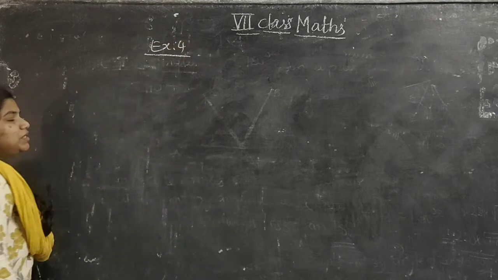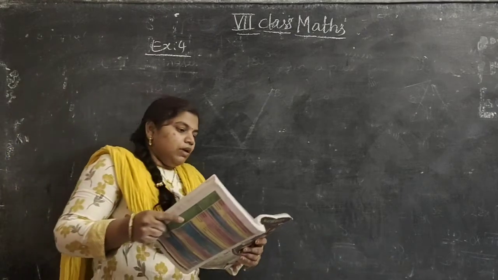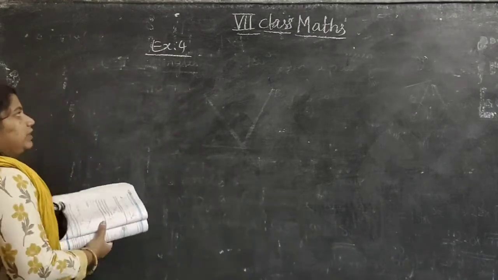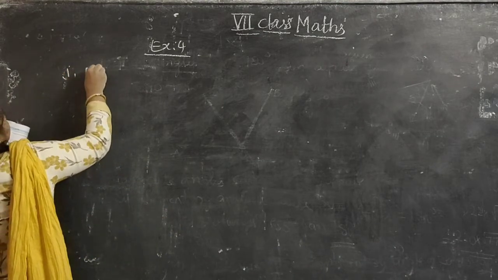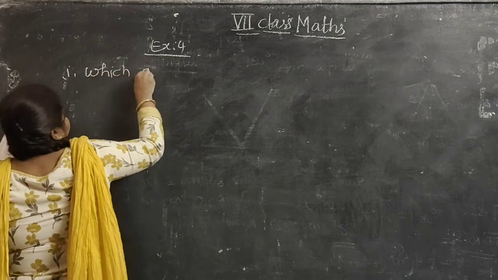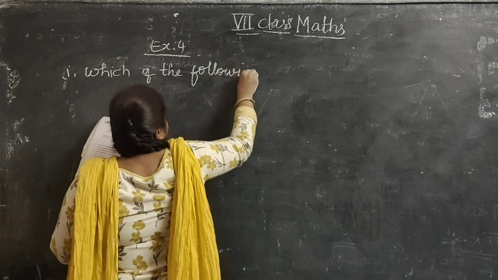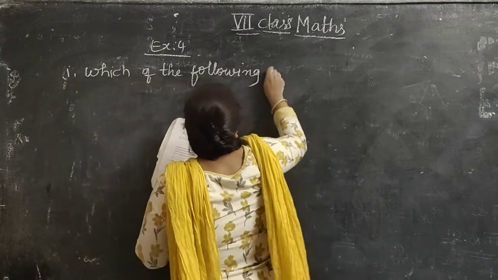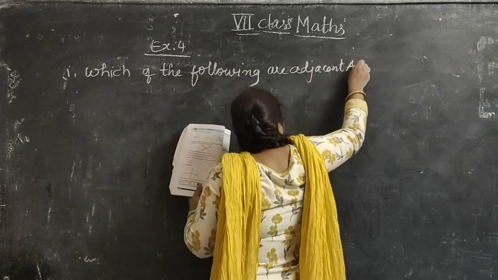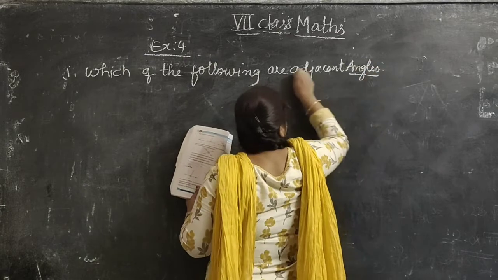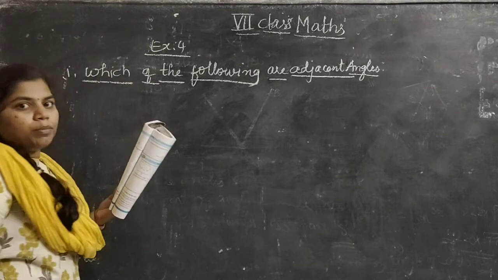So adjacent angles means they should have a common arm and also a common vertex. First question: which of the following are adjacent angles? They have given three figures. So which are adjacent angles we have to find. I already told you about adjacent angles. Adjacent angles means they should have a common arm and also a common vertex.